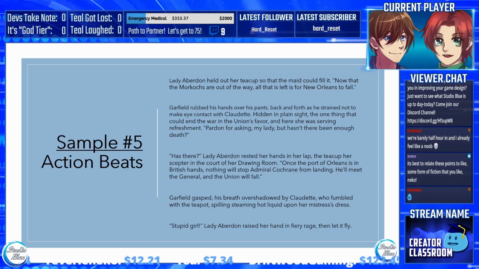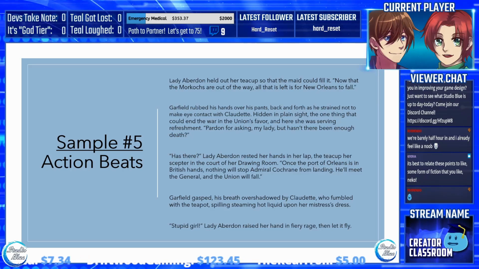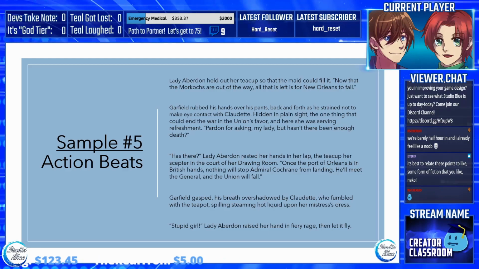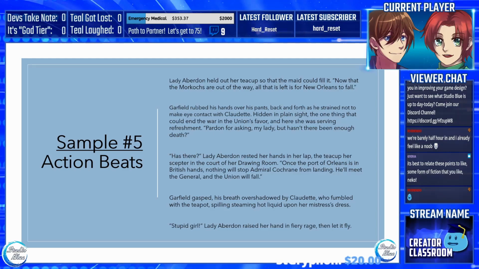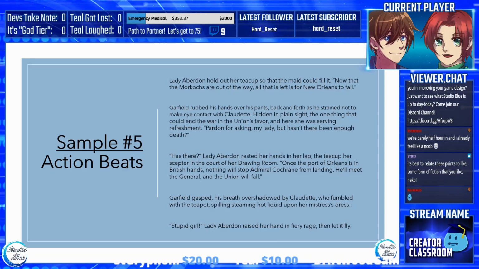So this particular example is a lot like playing ping pong. It's a lot like playing table tennis, as some people call it. I'm going back and forth between the words that the characters say and the actions, and I'm making sure that every single one of these complemented each other. I'm making sure that when Lady Aberdeen is holding out her teacup, it's just holding it off to the side as she's having a conversation with Garfield. I bring that back in her very next paragraph, where I reference it like a scepter to a queen holding court. The court being, of course, the drawing room.